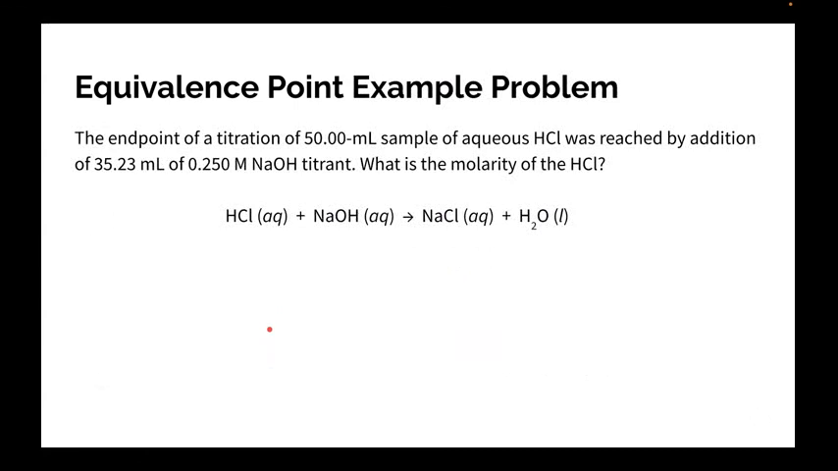So doing a little bit of a recall from what we just talked about and applying that into our practice problems. Here, we're told that the end point of our titration, which as a reminder is equal to our equivalence point, of a 50 milliliter sample of aqueous HCl, was reached by adding 35.23 milliliters of 0.250 molar NaOH titrant. And it's asking, what is the molarity of HCl?